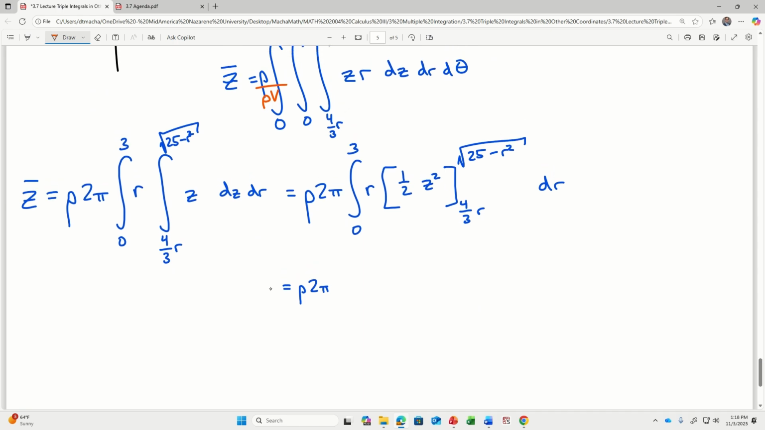So what has been bothering me this entire time is I was like, why do we have a rho here? I feel like it shouldn't be a rho. I feel like it should be divided by volume. There we go. Because these two rhos are going to cancel. I'm glad we fixed that.